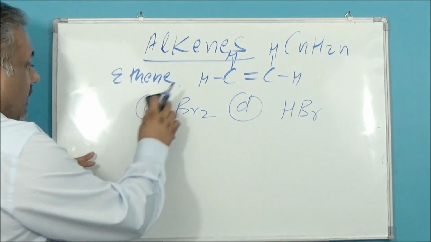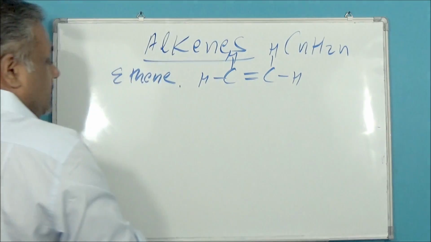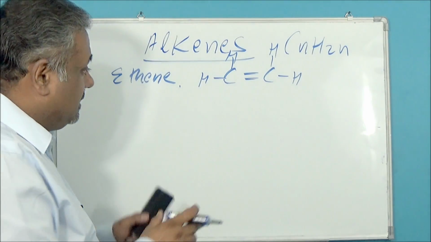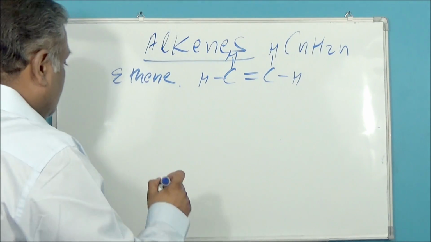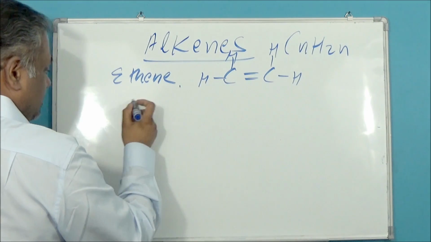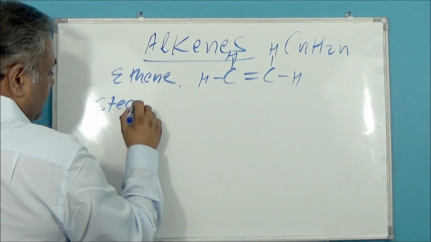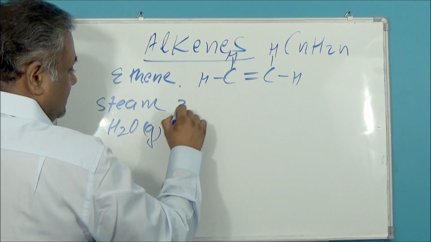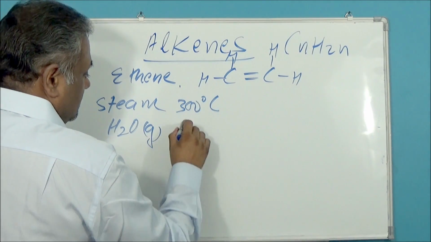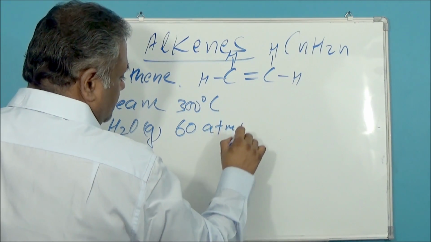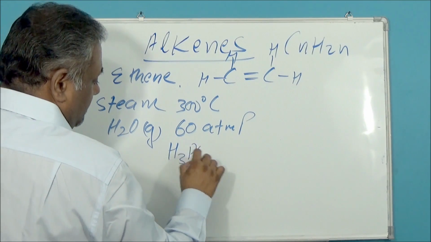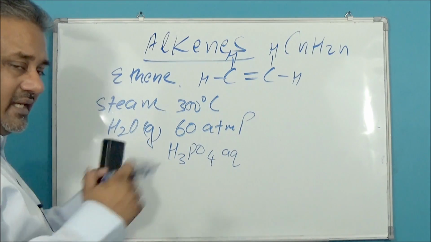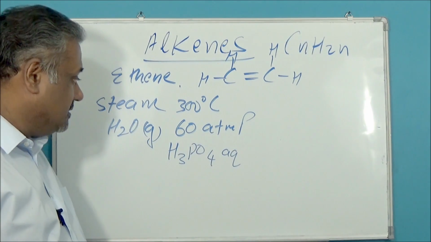exactly the same thing. Interestingly, there's one very, very important reaction involving ethene and steam. This is actually the industrial preparation of ethanol. This is basically preparation of ethanol when you react this with steam. Now steam is H2O gas. It needs 300 degrees Celsius, 60 atmosphere pressure, and you need H3PO4 as catalyst. Or any acid would do, but that's usually the recommended acid.